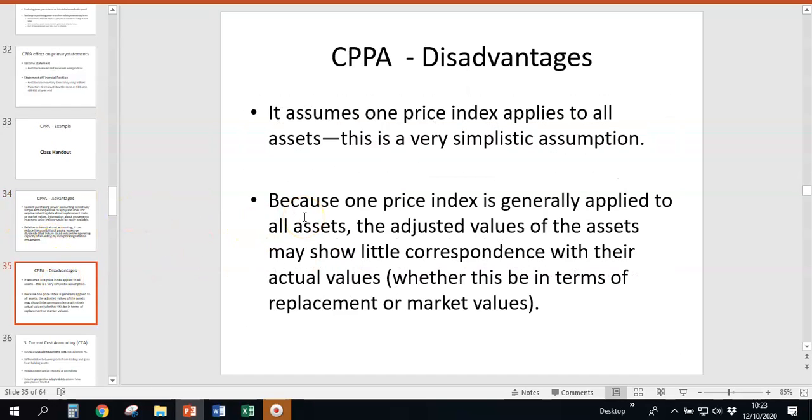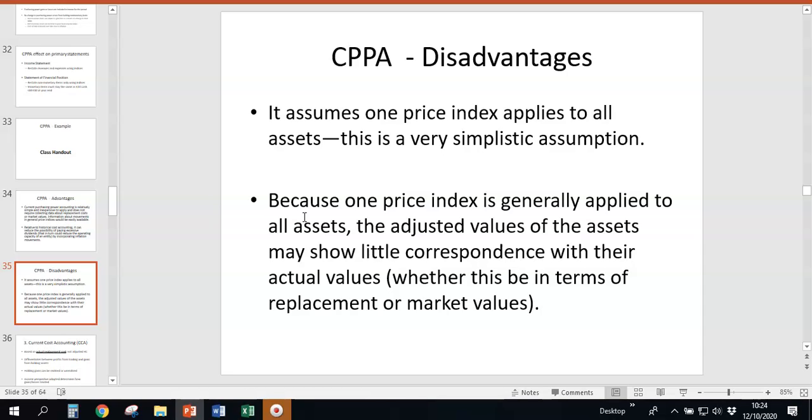The disadvantage is it's only one price index as well. So it's a very simplistic assumption. Because remember, the inflation rate for revenue could be different than the inflation rate for inventory, different than the inflation rate for costs. So realistically, you should be looking at an inflation rate for each one, which is what the next method does, current cost accounting.